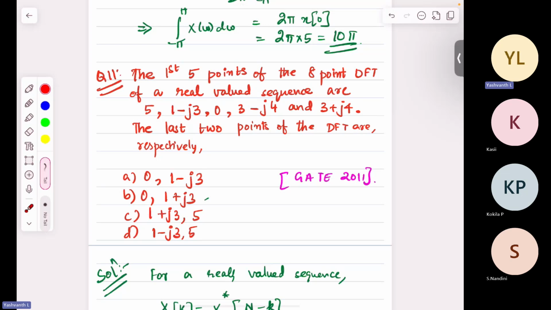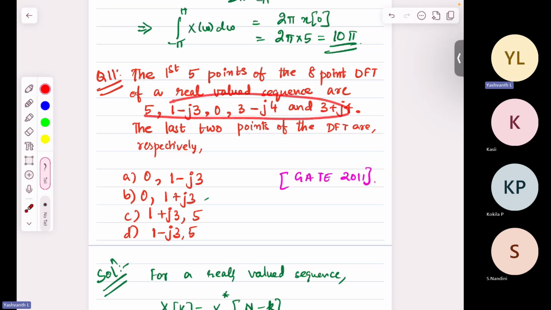Next question. The first 5 points of the 8-point DFT. That means you are taking 8 points for a DFT, but the first 5 points are given to be 5, 1 minus j3, 0, 3 minus j4, and 3 plus j4. Note that it gives a real valued sequence. That is, the time domain signal is real valued, but the first 5 points of the DFT are 5, 1 minus j3, 0, 3 minus j4, and 3 plus j4. So the question is, what are the last 2 points of the DFT?